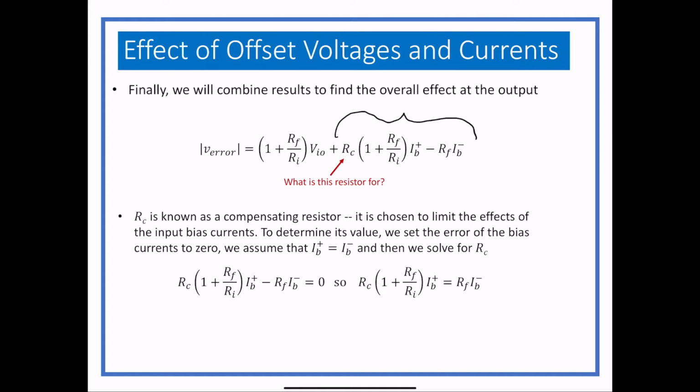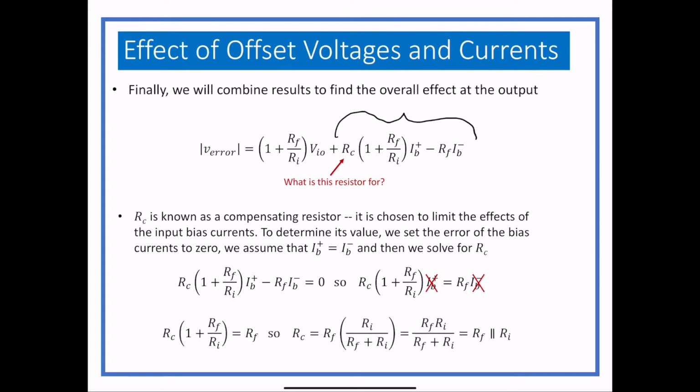And then we just move things around a little bit. So we put the IB plus equation on one side and the IB minus on the other. And since we assumed that they were equal, we can actually get rid of those currents. So we can take them out. Then we've got RC times 1 plus RF over RI equals RF, so we just solve for RC. And what it ends up being is that the compensating resistor should be the feedback resistor in parallel with that input resistor.